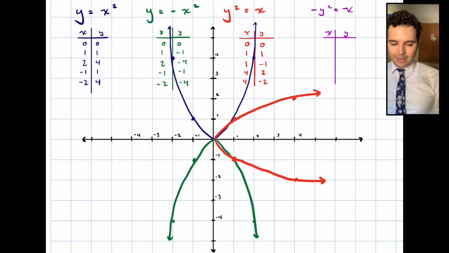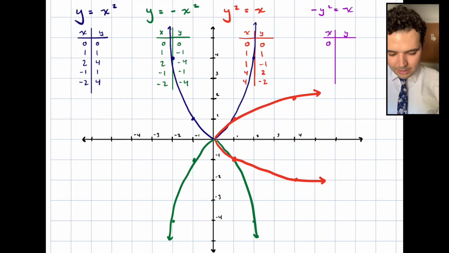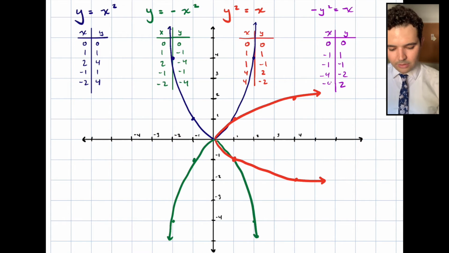And so instead of having an always positive y and positive and negative x, now we have an always positive x and positive and negative y. And you can imagine if we make the y negative, we'll simply flip all of that around. So now when we plug in 1 or negative 1 for y into our negative y squared equation, we'll get negative 1 for x. And when we plug in plus or minus 2, we'll get negative 4 for x.